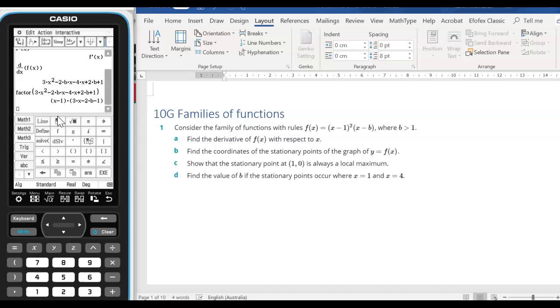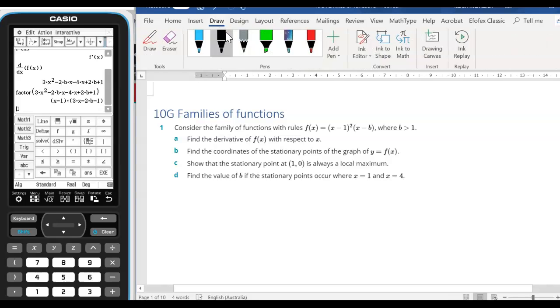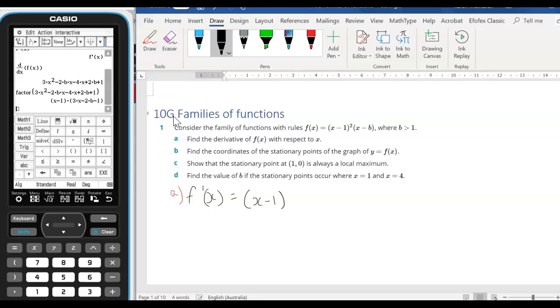The reason why I factorized it is because it's going to help us with question B. I'll do that in a sec. Let me just write down the answers first. For question A, we had to find the derivative, f dash x. I've got it in expanded form and then I factorized it. I'm going to write the factorized form down and see how quick and easy it was to do on the calculator.